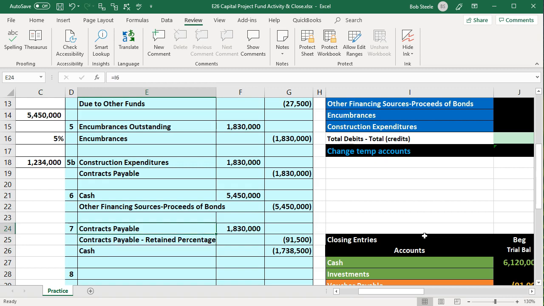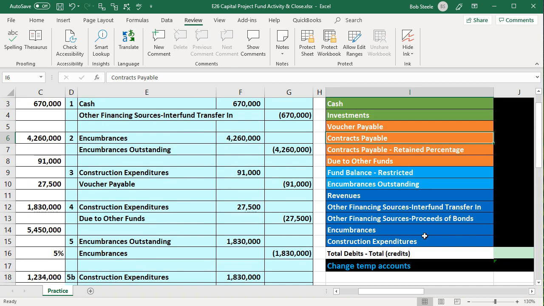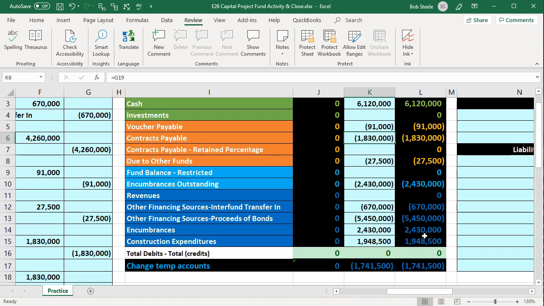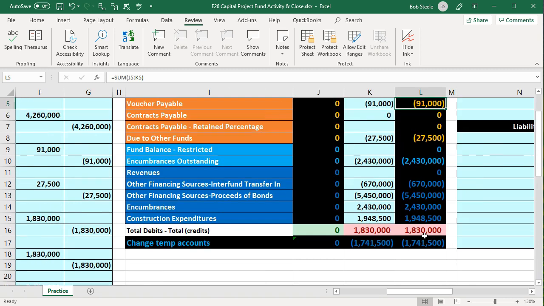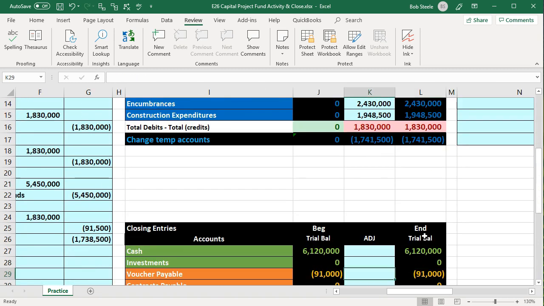Let's post this out. We're going to go to contracts payable first. Scrolling back up, contracts payable is what we're looking for. We are in cell K6. I'm going to go F2 plus F2. Scrolling back down, and we will pick up that contracts payable. That then makes it go down to 0. We are out of balance.